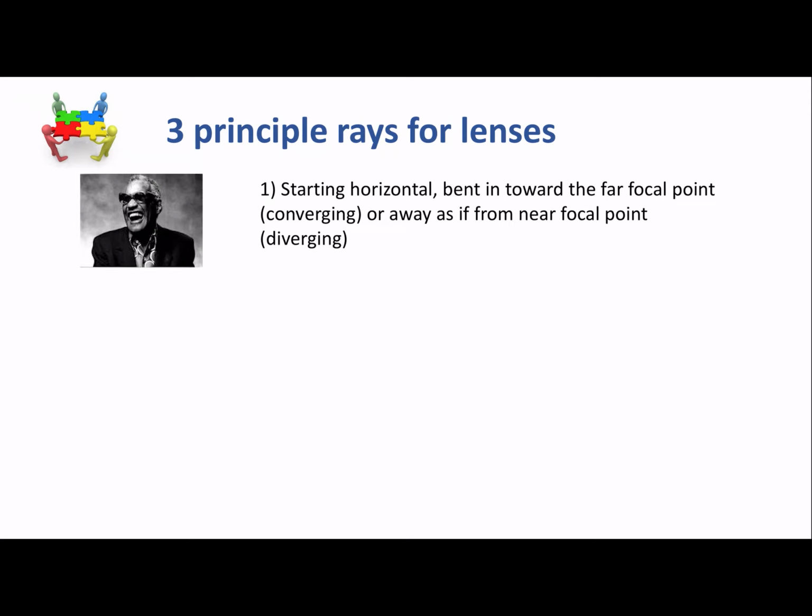It goes through the lens and does one of two things. Either bends toward the focal point on the far side of the lens, or bends away from the near focal point. I know this might be a little confusing. We're actually going to try this with a diverging lens, because that's the one that's a little bit complicated to draw. But it's very much like our first principal ray with mirrors.